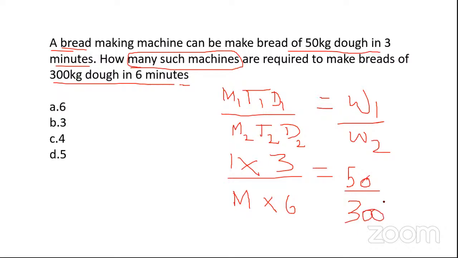So you can cancel the 0s. 5 table: 5 ones are 5, 5 sixes are 30. So further 6 cancels. So M equals 3. So only 3 is left. So option B is the answer.